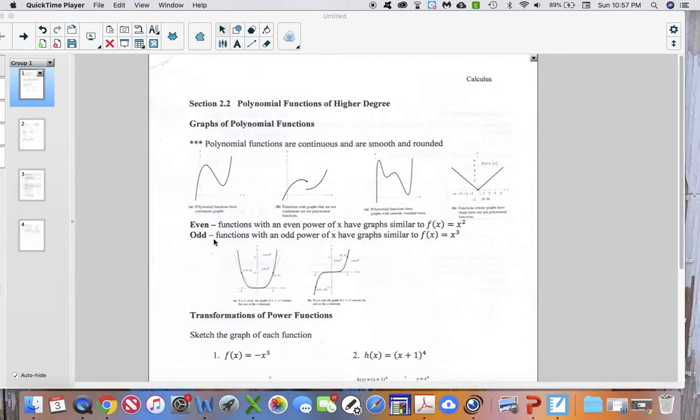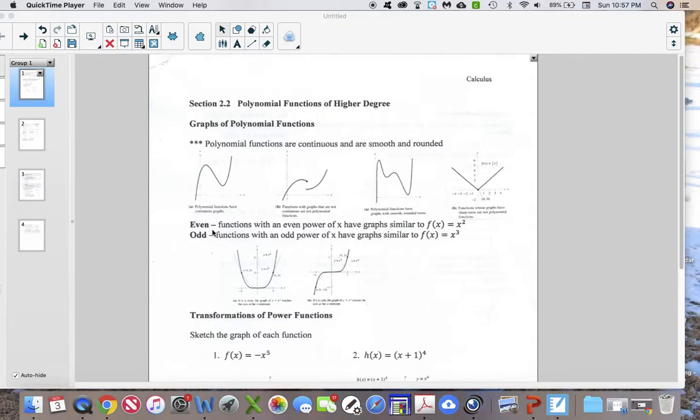So even functions are going to be very similar to the graphs of x squared, like x to the fourth power, x to the sixth power, etc. Odd functions will be like x to the third, x to the fifth, etc.